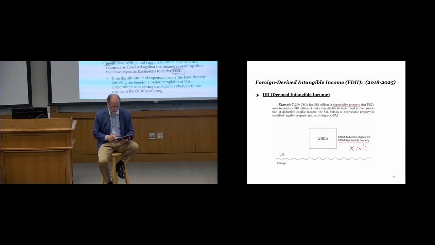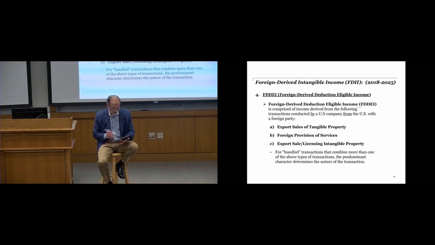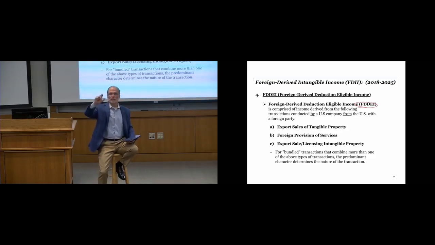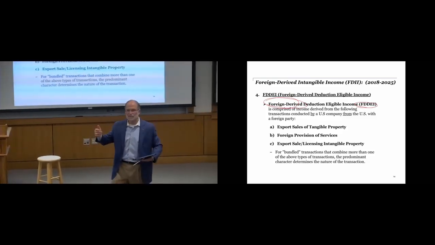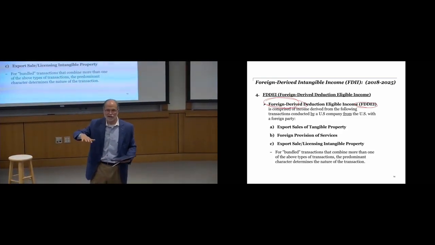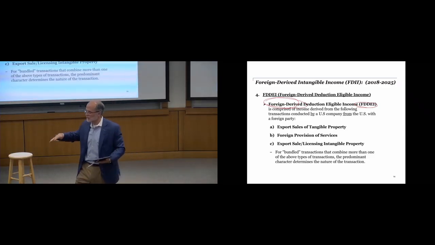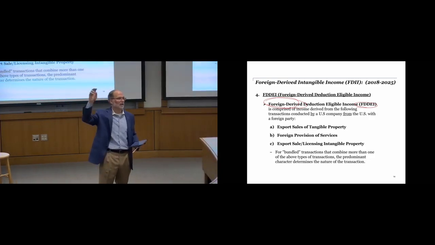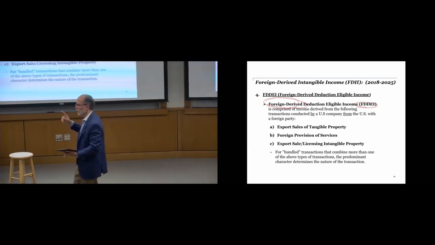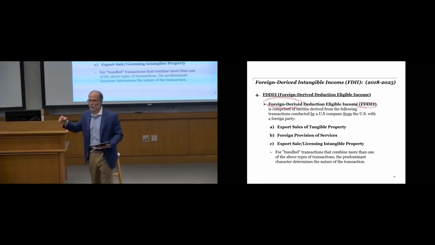Okay, so my foreign-derived deduction eligible income, FDDEI. Now I'm trying to look at what I've effectively done: I've gotten to my right income I have in the U.S. How much of that is foreign derived? That's what we want to incentivize, right? What is U.S. derived? I'm taxing that at 21%. I'm not lowering the 21% tax rate. I'm trying to lower the tax rate on the foreign portion of that income.